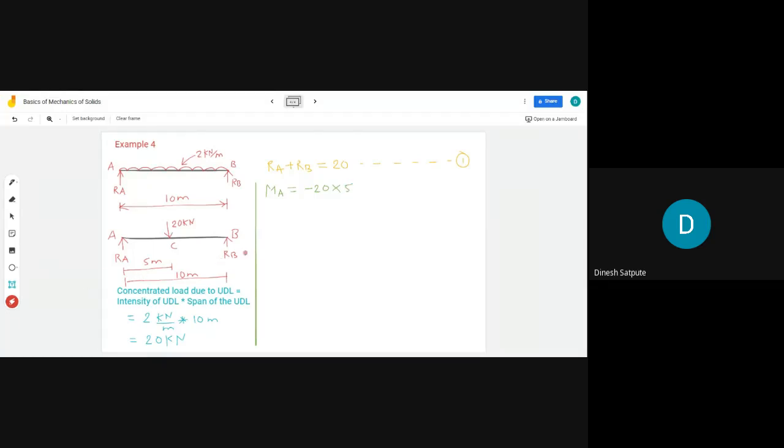Now next is due to this RB. RB is going up, so we'll take its moment equal to positive. So positive RB multiplied by distance between the point of application of RB and the point about which moment is to be calculated. It's 10 meters. So 10. And at the end, we have to equate it to 0 because for equilibrium, summation of moments acting at any point should be equal to 0. So it is equal to 0.